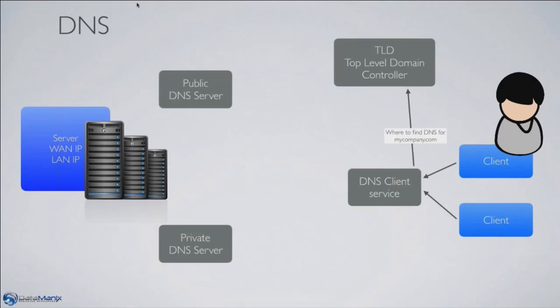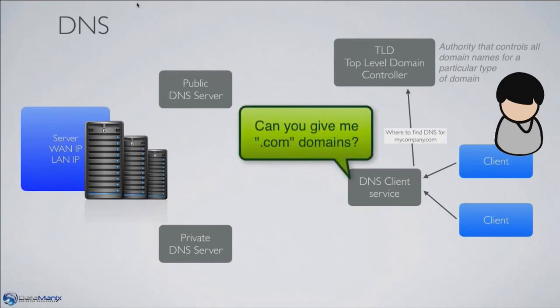The DNS client service is asking the top-level domain controller where to find DNS information about mycompany.com. A top-level domain controller is an authority that controls all domain names for a particular type of domain. So in this case, the client service is asking the TLD for .com domains where to find mycompany.com information.